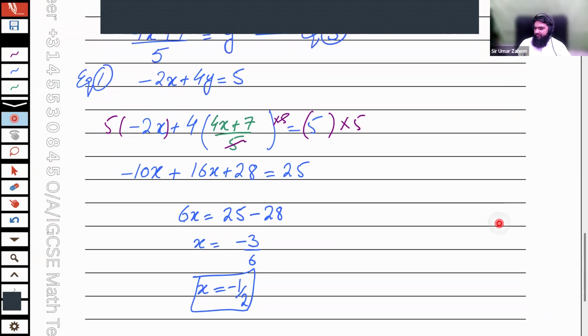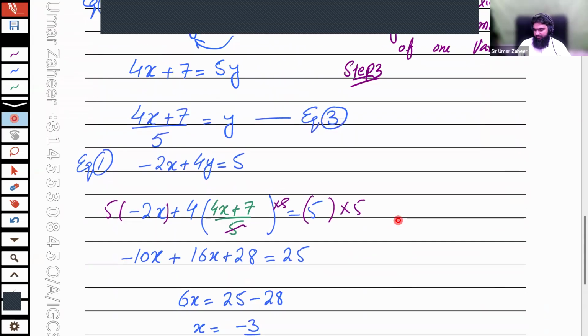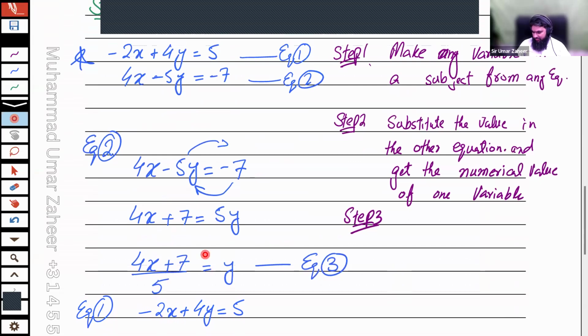Yes. We have to substitute this value in any of them. It's up to you. You can substitute in equation 3, you can substitute this value in equation 2, you can also substitute in equation 1. It's up to you, because now you have a numerical value. When you have a numerical value, you can substitute it in any equation. So the last step is substitute the value. I think it's better.